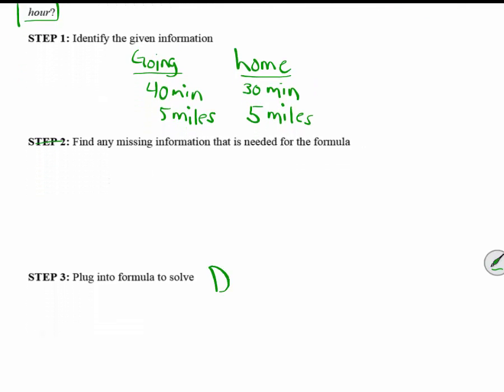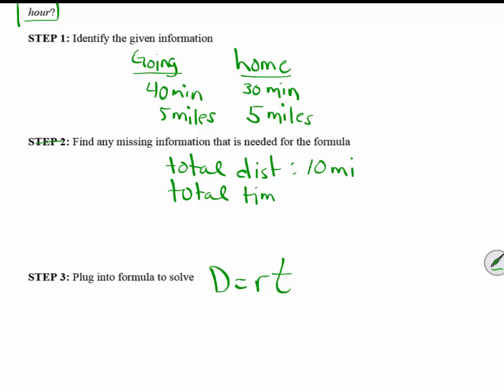So our formula is D equals rate times time. But I need, again, totals here. So my total distance is 10 miles. And my total time is 70 minutes. Here's the problem though, I need it to be in hours. So I'm just going to write it over 60. That turns it into hours, and hopefully you know that there's 60 minutes in an hour.